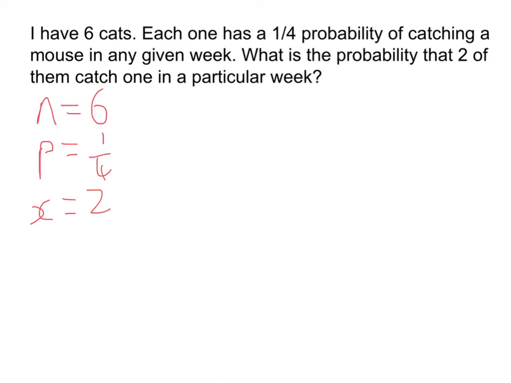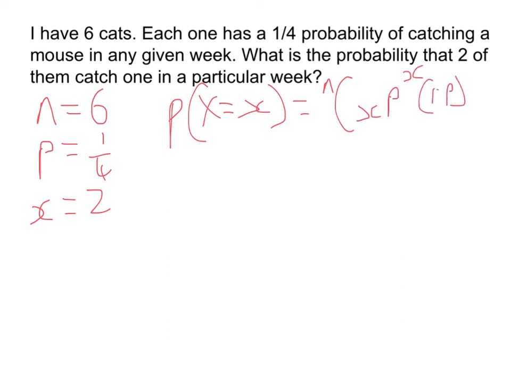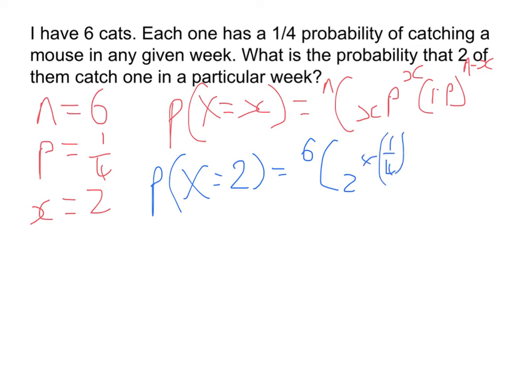Okay, so then I write out my equation. The probability that X equals x is nCx p to the power of x, 1 minus p to the power of n minus x. We then put that with the numbers. The probability that my randomly selected one happens to be 2 equals 6C2 times 1/4 squared times 3/4 to the power of 4.